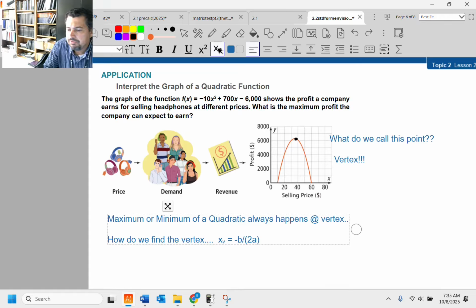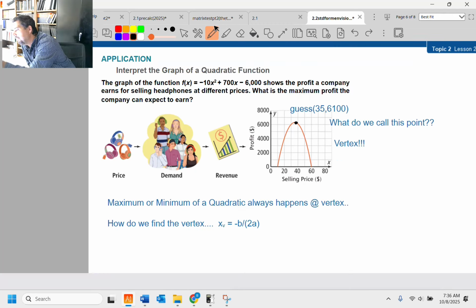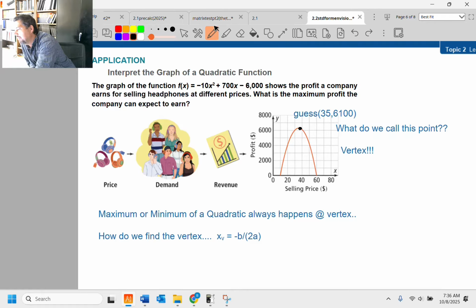Now, the problem with the graph is I don't have an exact number. I think it's probably around 35 and maybe $6,100, okay? If I was just looking at a graph, I might guess, this is a guess, that's around 35 and around $6,100. But I don't have to guess, now do I? Because I have a formula. I'm pretty sure the 35 is right. I'm pretty confident in that.